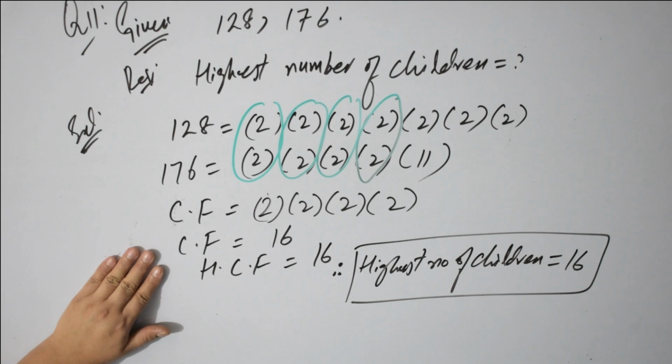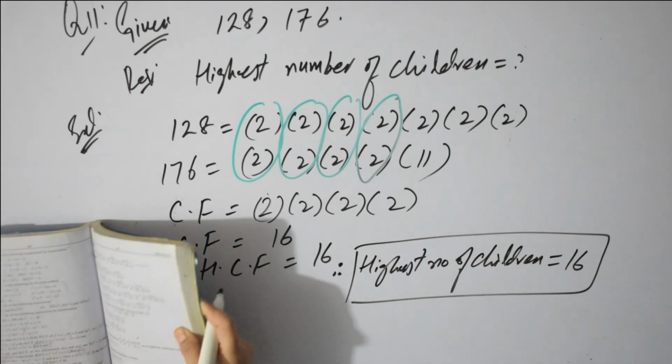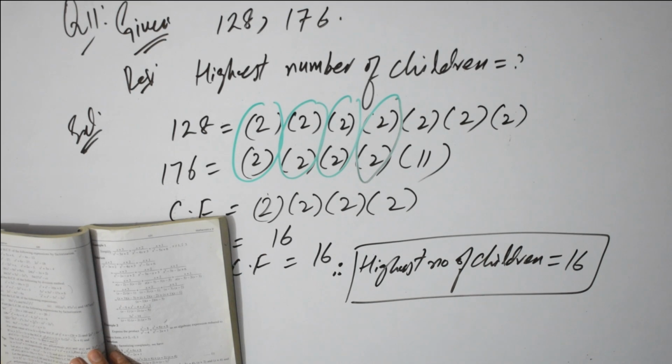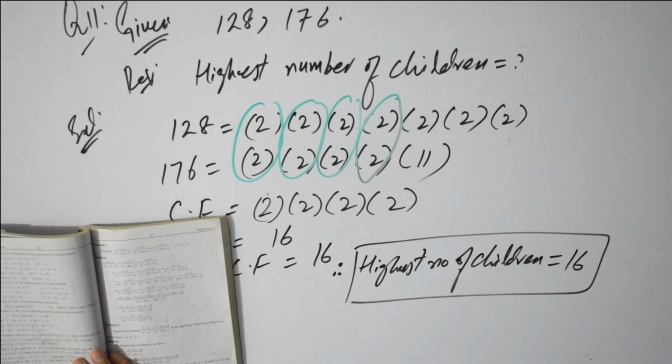So with this question, your exercise 6.1, which is at page number 119 and 120, is completed. I hope students this exercise is clear to you. It's very simple. If you have a very strong concept of factorization and middle term breaking, then you can do these questions or this exercise very easily.